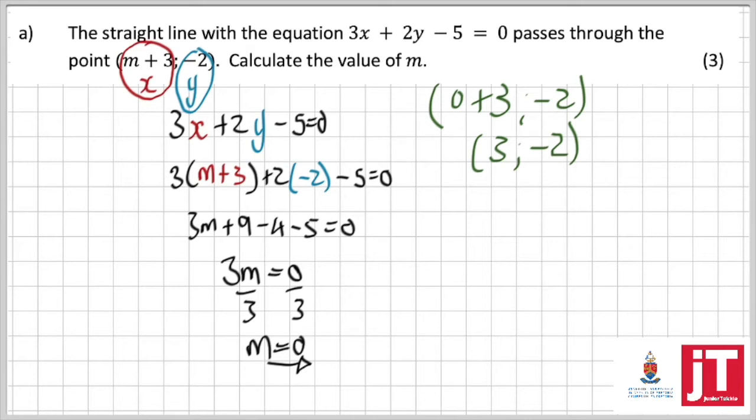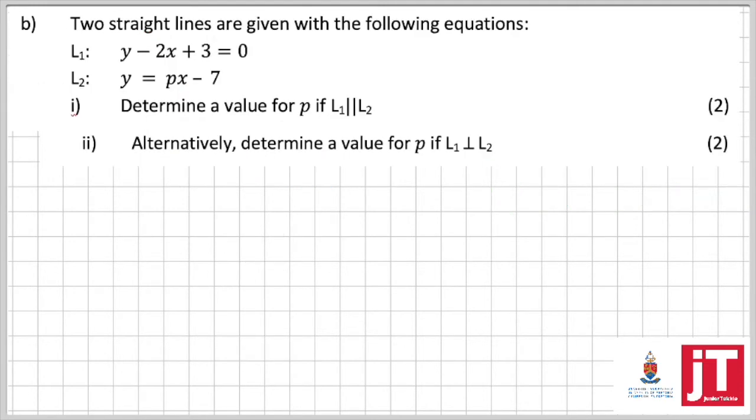If I substitute it in, 3 times 3 plus 2 times negative 2 minus 5, my answer is 0. Because that's 9 minus 4 minus another 5, and that gives me 0. So yes, for that value of m, that set of coordinates actually lies on there. Simple and as easy as that. Now let's go over to the B question.